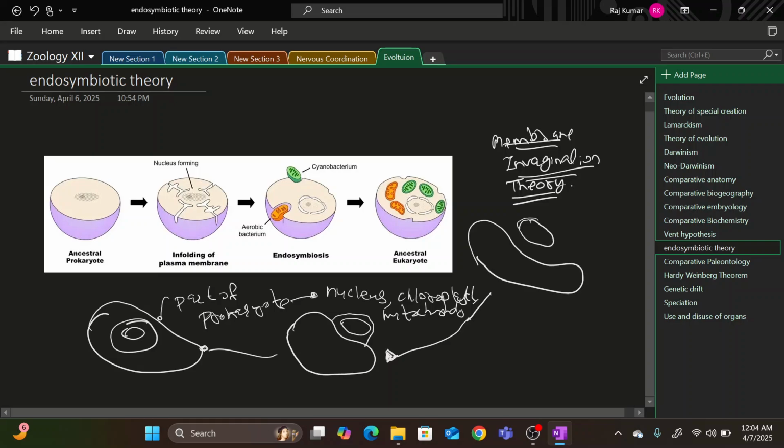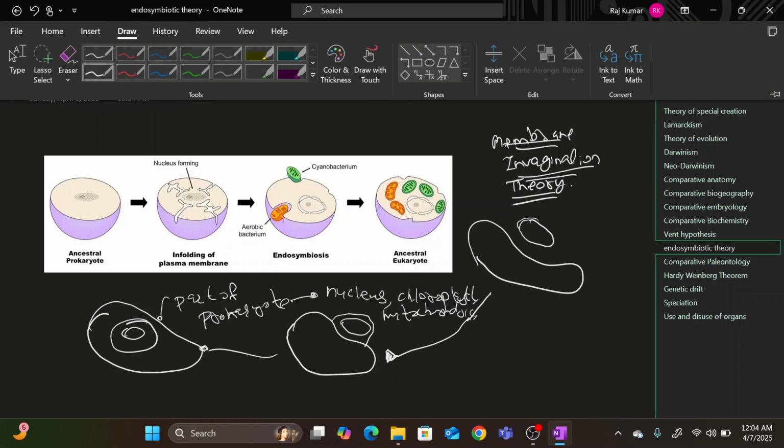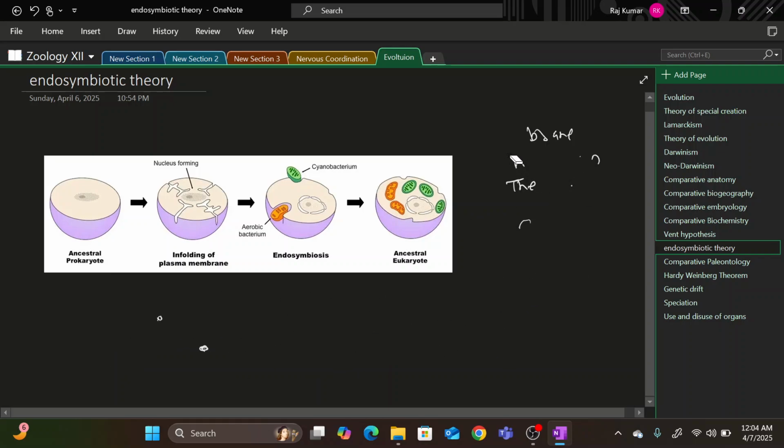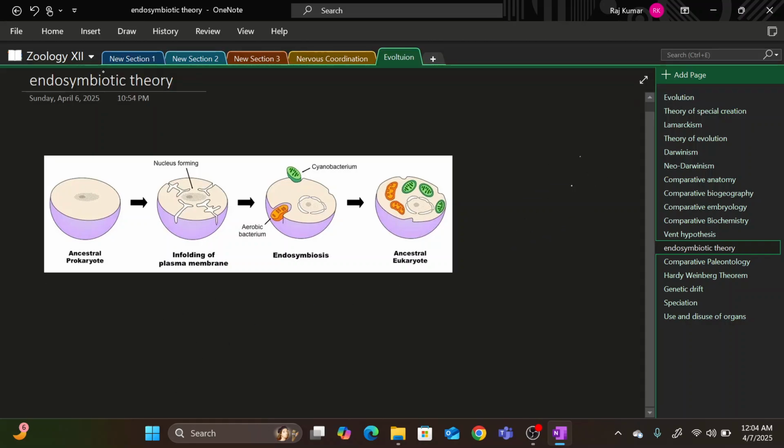The second theory is also pretty similar. That was the membrane invagination theory. Now, the second theory is the endosymbiotic theory. The endosymbiotic theory says that there was a large anaerobic amoeboid prokaryote, which ingested a small aerobic bacteria.